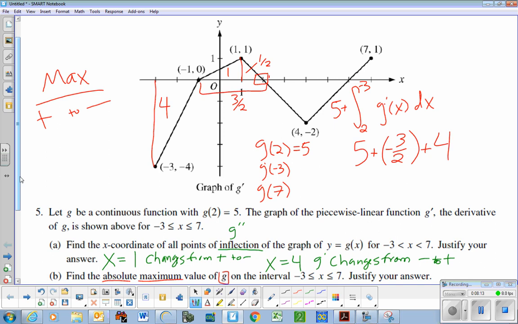But 4 is positive. So why is it positive? It's because the 4 is under the x-axis, which also makes it negative. So you'd have a negative negative, making 4 a positive in your equation. When you add these together, you're going to get 15/2. So g of 3 will equal 15/2.